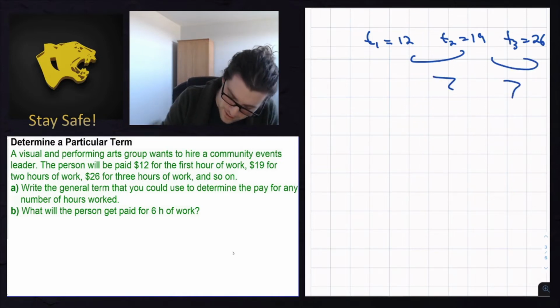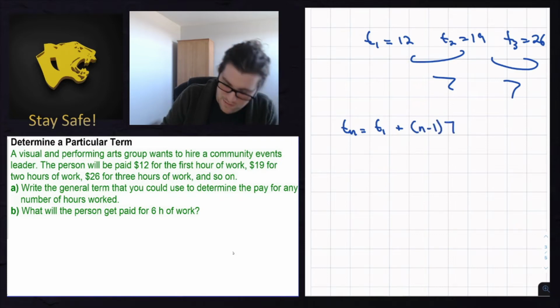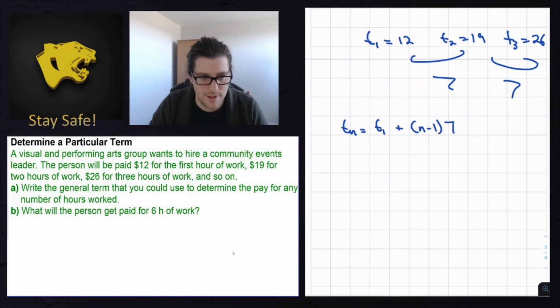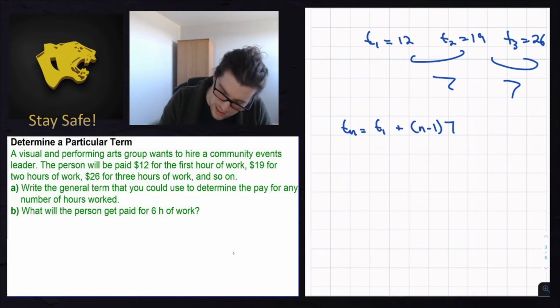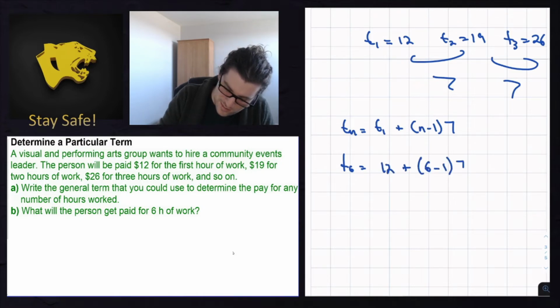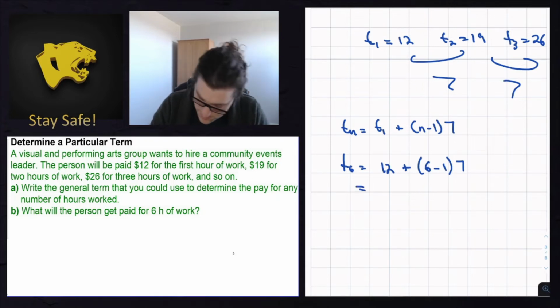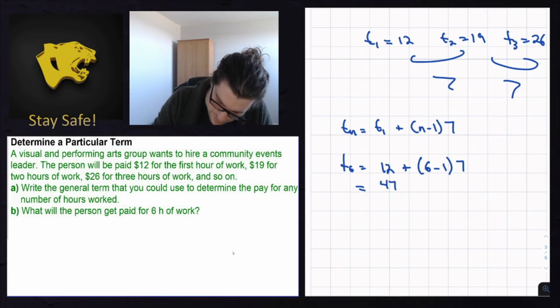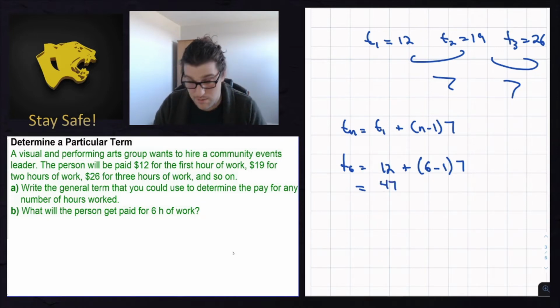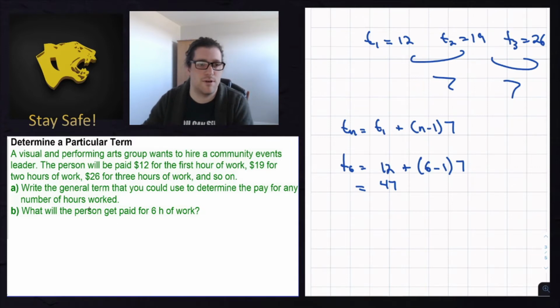So what I'm going to say is that my Tn is equal to T1 plus n minus 1 times the common difference of 7. So that would be a general term that can be used to determine the pay for any number of hours worked. If I wanted to know specifically for 6, we could say, well, what's T1? Well, I know that's 12 plus 6 minus 1 times 7, which is going to be 5 times 7 is 35, so 47. And that would be what somebody would get paid using this particular setup for 6 hours of work.